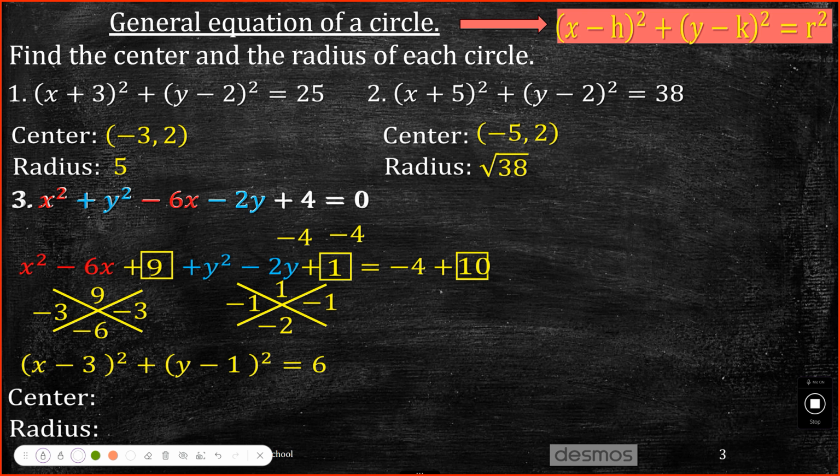I'm not loud enough? I said, what's the center of the circle? Okay. What's the radius? Anybody? Just say square root of 6. 2 point something, what is it?